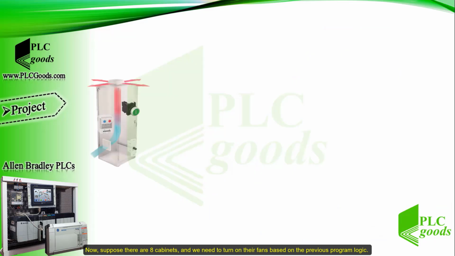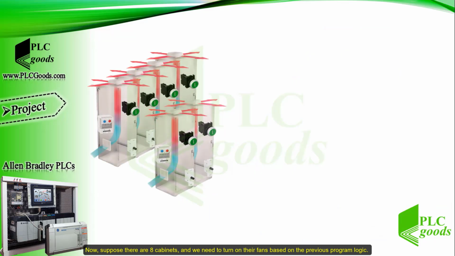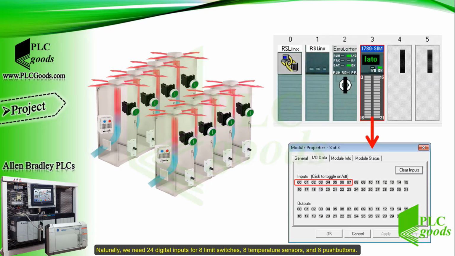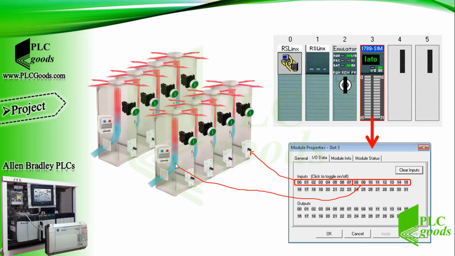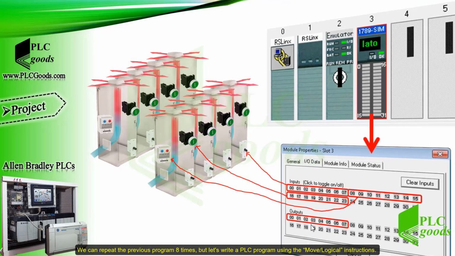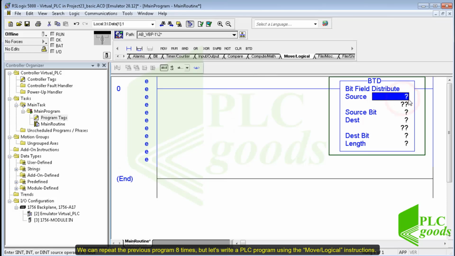Now suppose there are 8 cabinets and we need to turn on their fans based on the previous program logic. Naturally, we need 24 digital inputs for 8 limit switches, 8 temperature sensors, and 8 push buttons. Also, we need 8 digital outputs to turn on 8 fans. We can repeat the previous program 8 times, but let's write a PLC program using the move logical instructions.